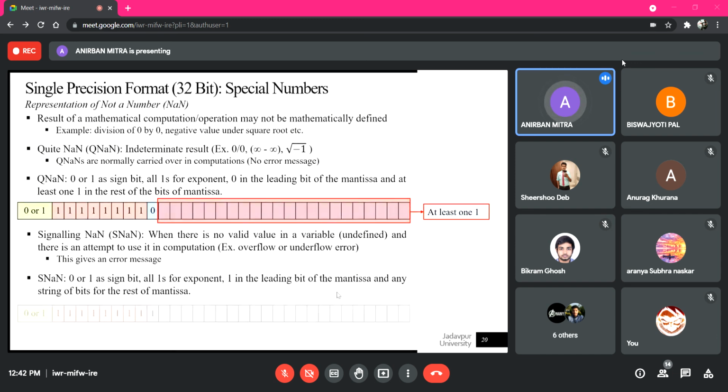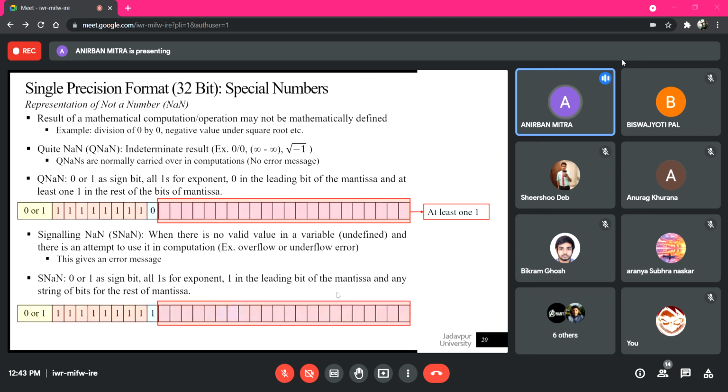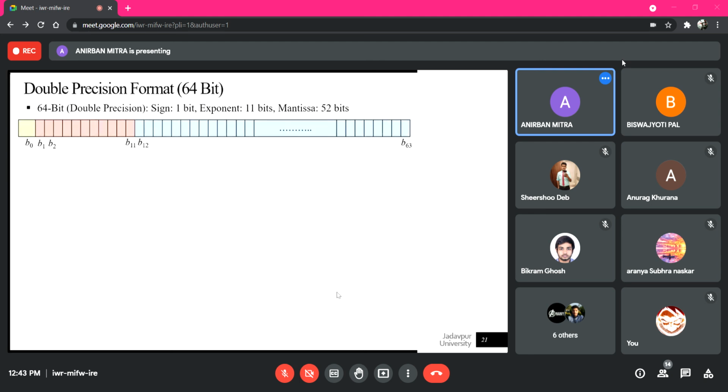How do we represent signaling NaN? 0 or 1 in the sign bit, depending on the sign, all ones in the exponent. Now here, the leading bit of the mantissa is equal to 1. Whatever happens after that is not a concern. Any string of zeros and ones could be present there. But the only thing is that the leading bit needs to be 1. So that takes care of the single precision format.